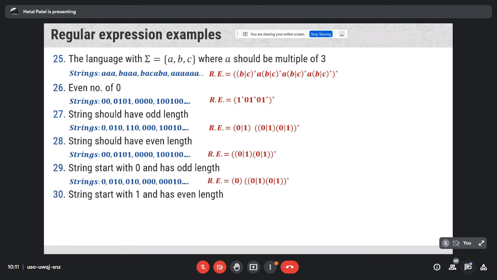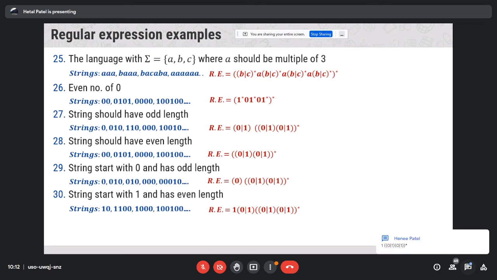So it's also easy. You can easily design it. We are having the even length string and no requirement. It starts with the 1, right? Then it can be having any combination of 0 and 1, and then any combination of 0 or 1 which is repeated.